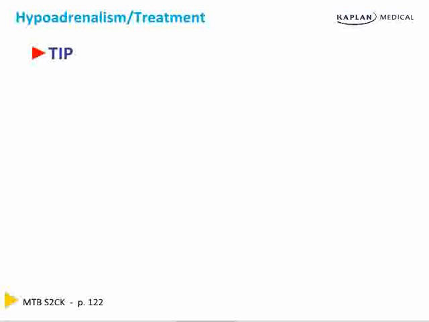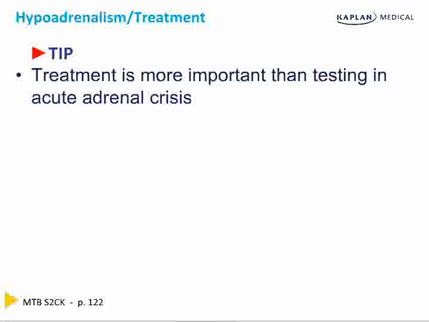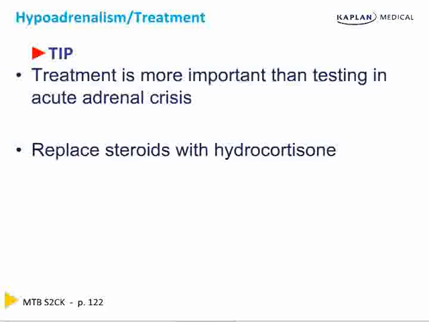Now, in an acute adrenal crisis, you are going to die if you don't get some treatment. Treatment is far more important than testing in an acute adrenal crisis. You take a cortisol level, and instantly hit them with steroids, hydrocortisone and sometimes fludrocortisone. Remember, fludrocortisone is the steroid that has the highest mineralocorticoid activity. But in acute adrenal crisis, you check the level of cortisol, but you don't wait for the results.